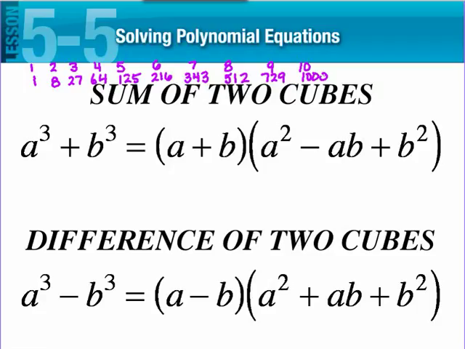So I've got a cubed plus b cubed. The first thing I'm going to do is take the cube root, or find out the base. That's the very first thing I'm going to do. I'm going to call this row 1. Then whatever is in row 1, I'm going to square it and write that down. That's going to be row 2.